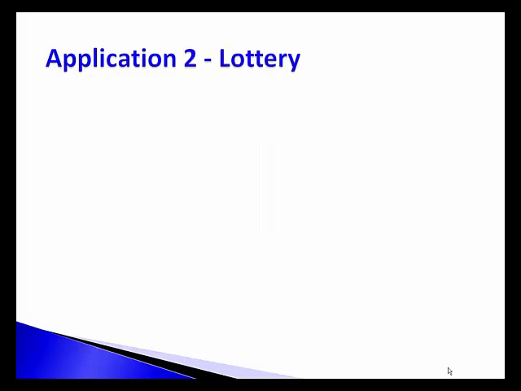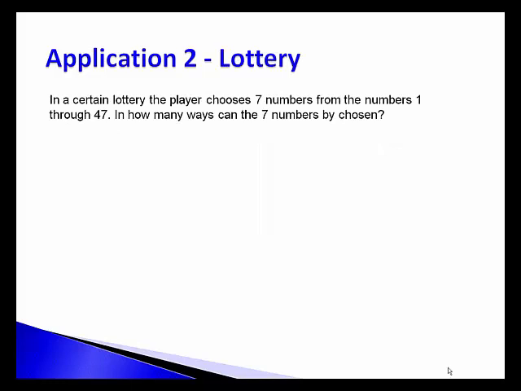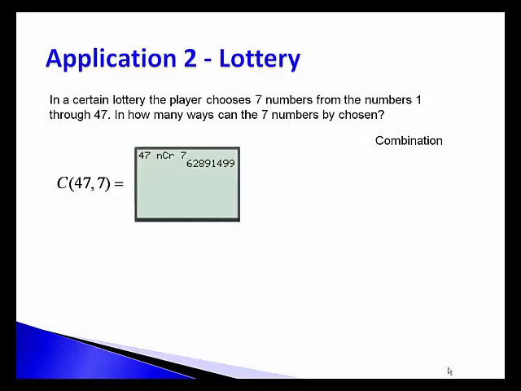Let's continue now with a lottery problem. In a certain lottery, the player chooses 7 numbers from the numbers 1 through 47. In how many ways can the 7 numbers be chosen? In this one, order does not matter. All he's got to do is pick the right 7 numbers. So it's a combination, not a permutation. So it's a combination of 47 things taken 7 at a time. On the calculator, it looks like this.